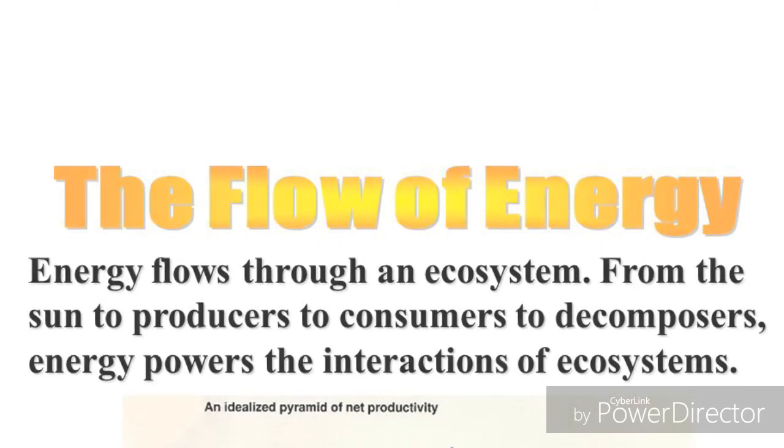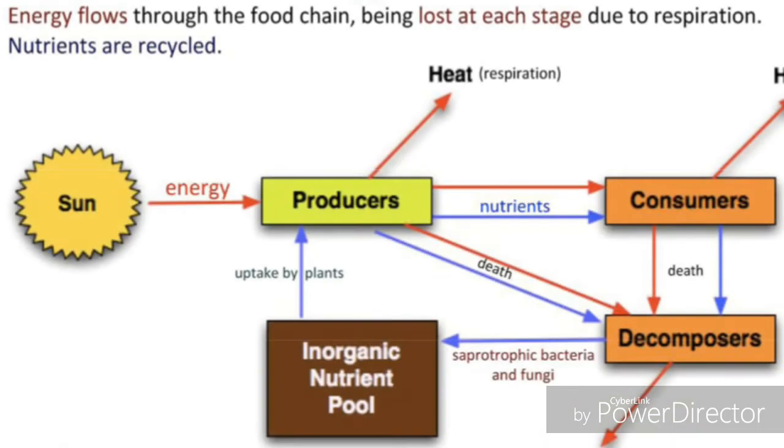Sunlight is the primary source of energy for any ecosystem. From the sun to producers to consumers and to decomposers, energy powers the interactions of ecosystems. This is the diagrammatic representation of flow of energy from the sun to producers, to consumers, and to decomposers. Finally, in the form of inorganic materials, plants absorb them.